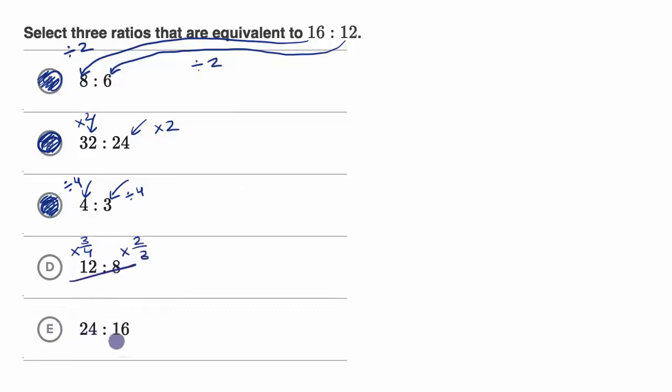And then 24 to 16. To go from 16 to 24, you would multiply by, let's see, that's 1.5. So this right over here, you'd multiply by 1.5. And to go from 12 to 16, you would multiply by 1 1/3. So times 1 1/3. So you're not multiplying by the same amount. So once again, not an equivalent ratio.